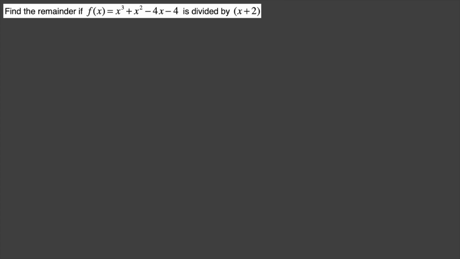This question says, find the remainder if f of x equals x cubed plus x squared minus 4x minus 4 is divided by x plus 2. So they're asking us for the remainder. Typically we would either do synthetic division or long division into this polynomial. However, there's a shortcut. What is that shortcut?